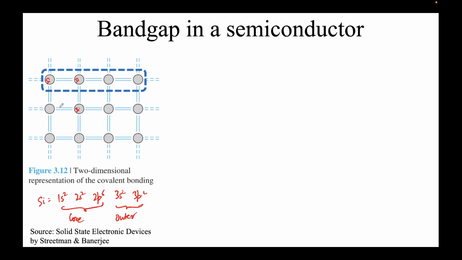That's the picture. Now, rather than this 2D picture, I want to simplify it even more. Just focus on this line of silicon atoms. I can draw them like this. So this is the first silicon atom, second, third, and fourth.